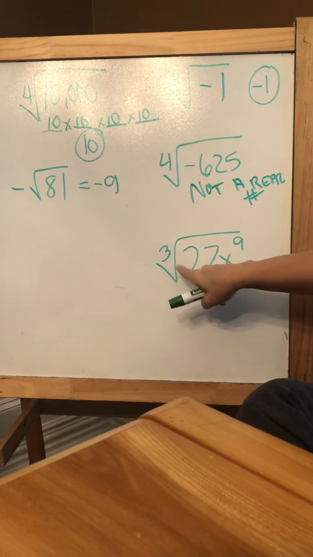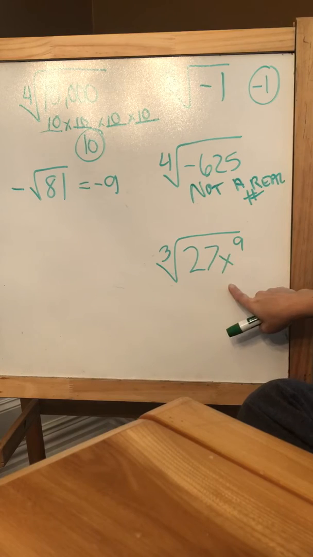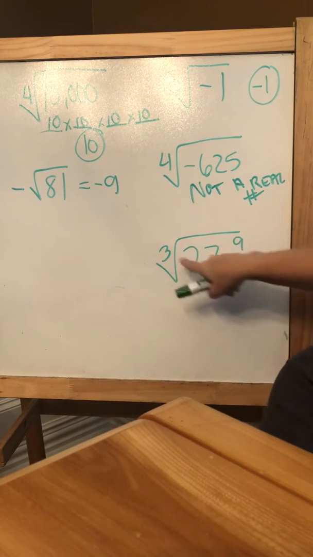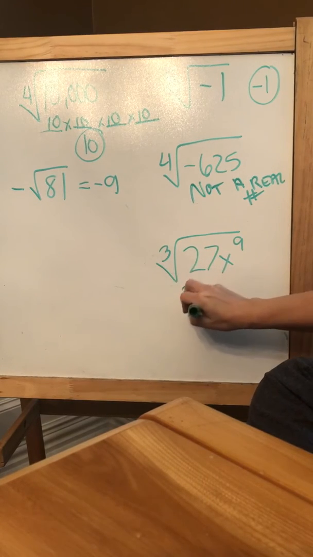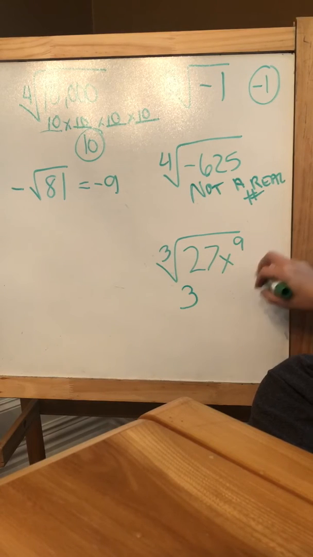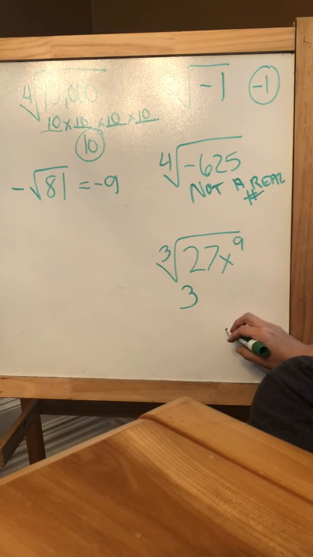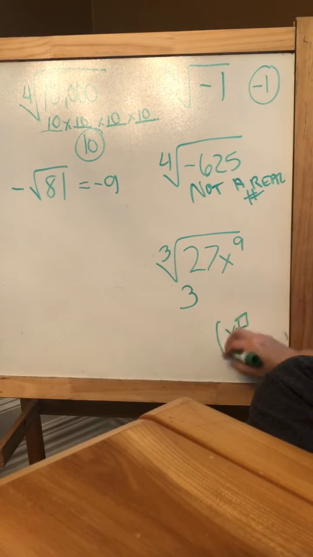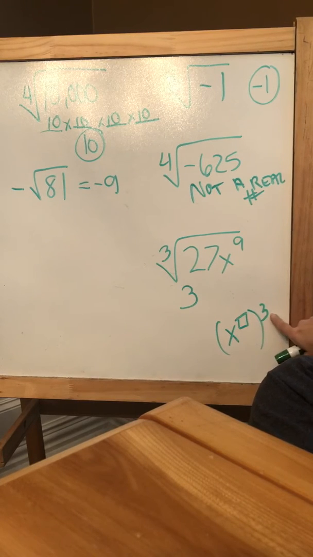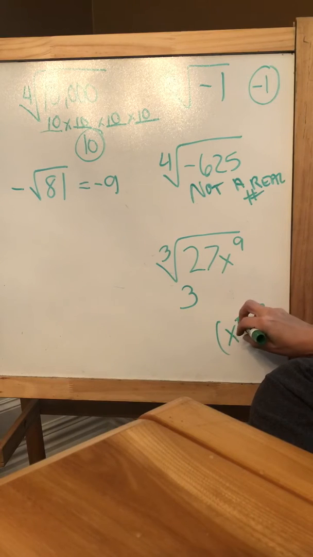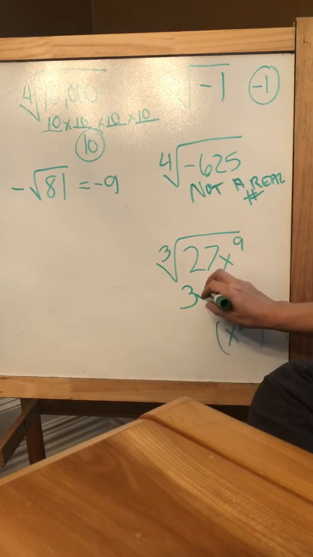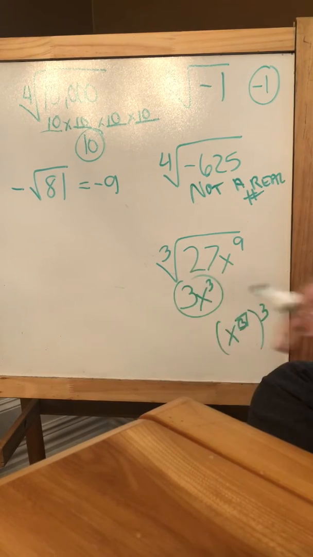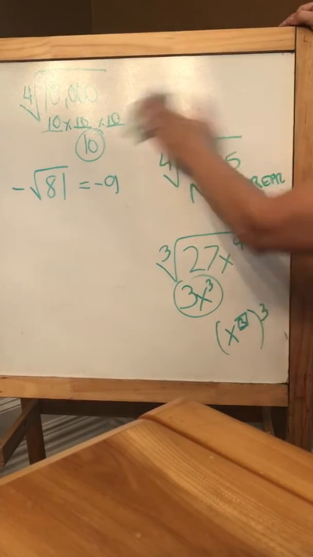Okay, how about this one? Break them apart, do each part separately. What's the cube root of 27? That's 3. How about the cube root of 9? You come down here. Okay, so we're going to go in reverse. 3 times what? What goes in the box to get you 9? And that is 3. So 3x to the third is your answer there. All right, let's move on.